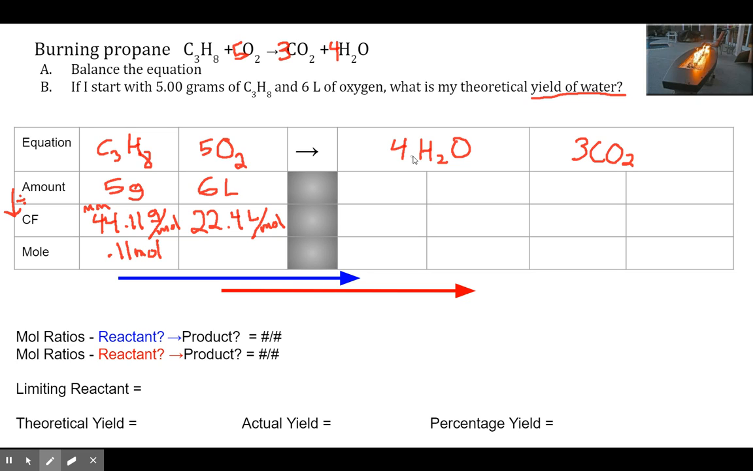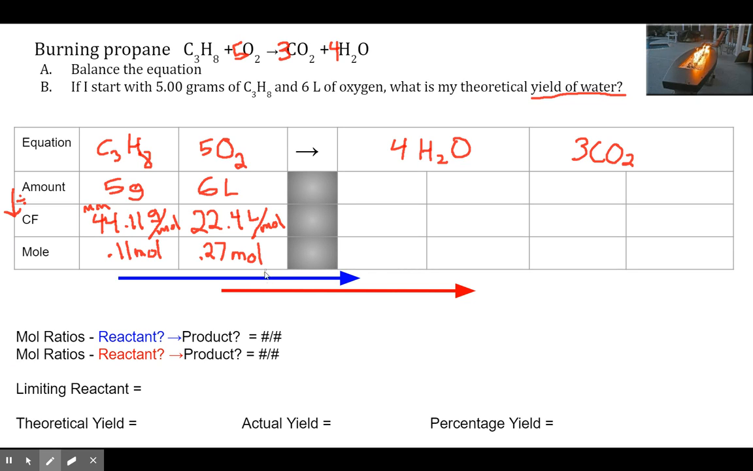And I get 0.267, so that rounds up to 0.27 mole. All right, so we have our moles that we've used there. Now, we got to see how much product we would produce.